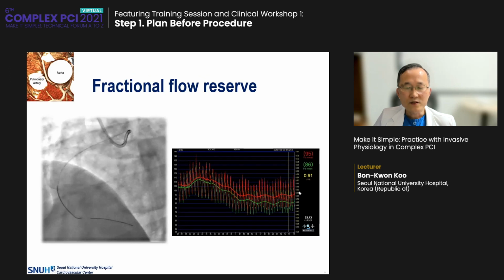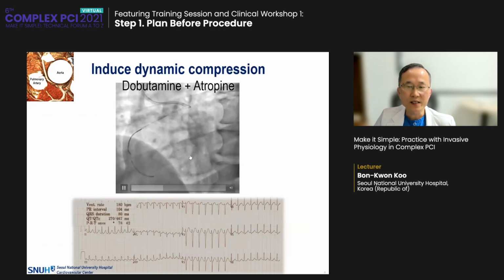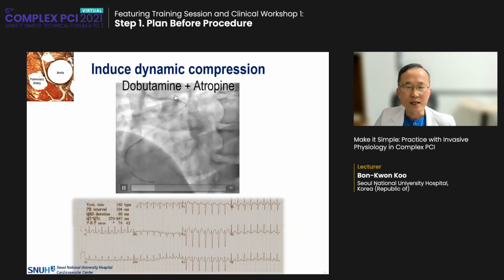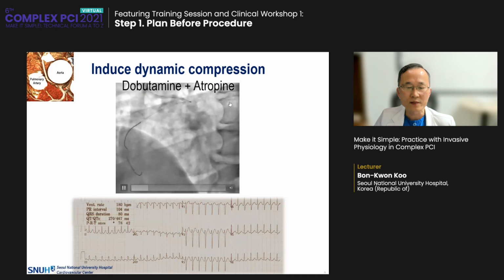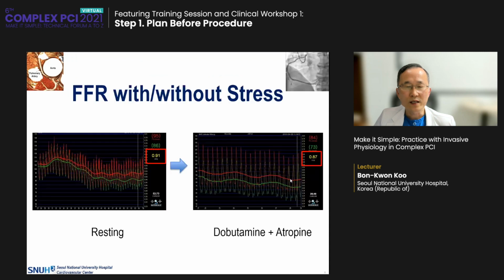So the question is whether the patient needs a PCI or surgery. First, FFR was 0.91. So it may be good, but we know that this lesion has a dynamic compression. To induce the dynamic compression in the cath lab, I gave dobutamine and atropine, so this is an angio taken at the time of dobutamine atropine, heart rate of 180, blood pressure around 200. When FFR was measured under that stress, FFR was 0.87. So for this complicated congenital anomaly, PCI or surgery is not needed, just medical treatment would be fine.